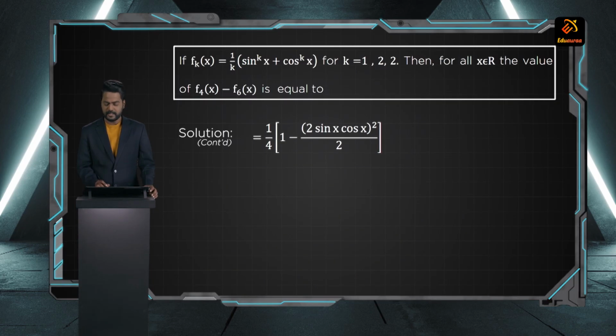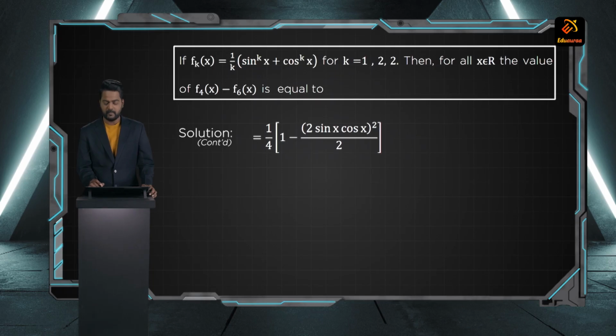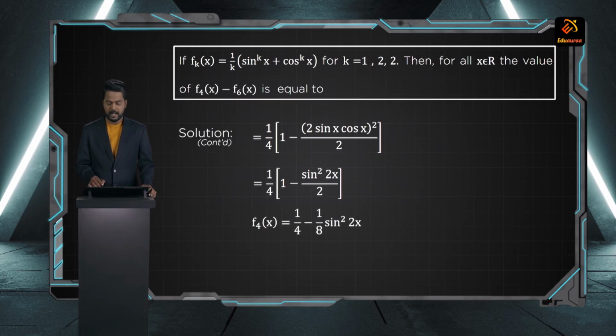So 1 upon 4 as it is, and 1 minus 2 sin square x cos square x can be written as 2 sin x cos x the whole square upon 2. Now what is 2 sin x cos x? It is sin 2x. So 1 by 4 as it is, 1 minus sin square 2x the whole upon 2. So it will be equal to 1 upon 4 minus 1 upon 8 sin square 2x. This is the value of f4 of x. Understood? In a similar way, we will find f6 of x, by substituting k equal to 6. It will be equal to 1 upon 6 times sin raised to 6x plus cos raised to 6x.